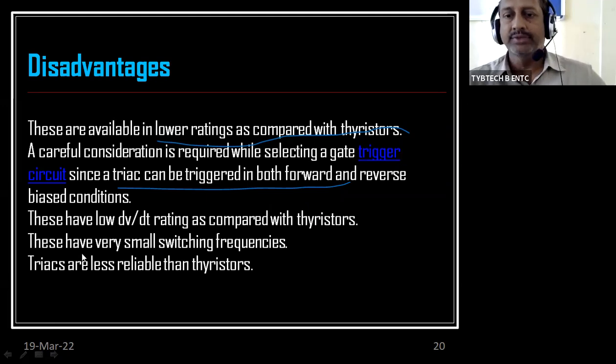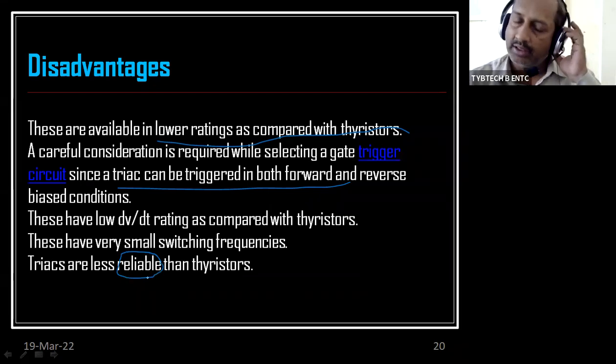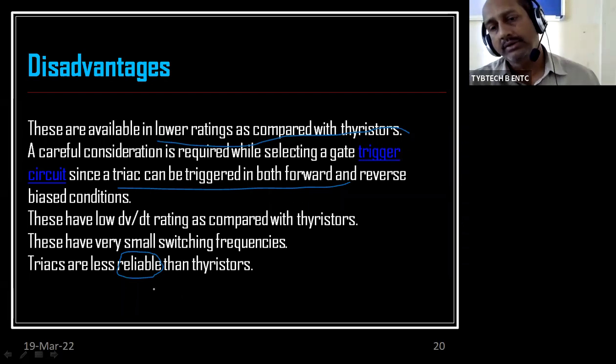Another disadvantage of this triac is that it has very small switching frequencies. That is, it works at very low frequencies. Triacs are less reliable than thyristors. What is the meaning of this reliability? I don't know how they have taken it, but less reliable means we can prefer the SCR instead of the triac.